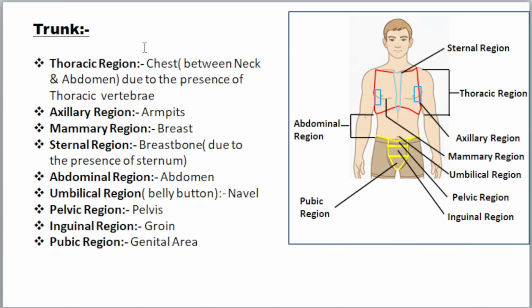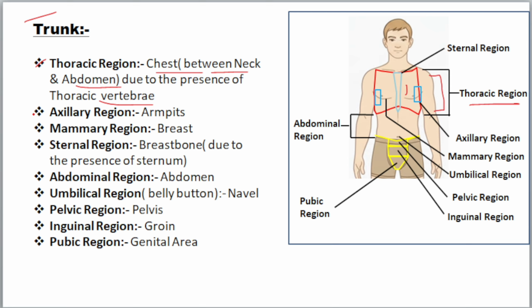So the last part of the axial region is the trunk. The rest of the body after the head and neck is called the trunk. And then the upper limb and the lower limb are part of the appendicular region. First, the thoracic region. The chest portion of the trunk is called the thoracic region. It is between the neck and abdomen. It is called the thoracic region because of the presence of thoracic vertebra. You see in this picture that the thoracic vertebra is present here. So as there is thoracic vertebra, that's why it's called the thoracic region.